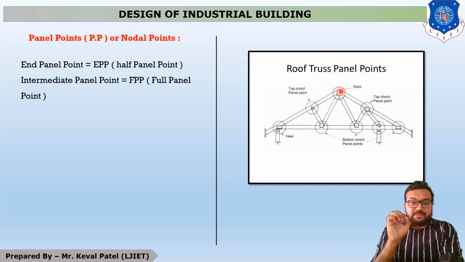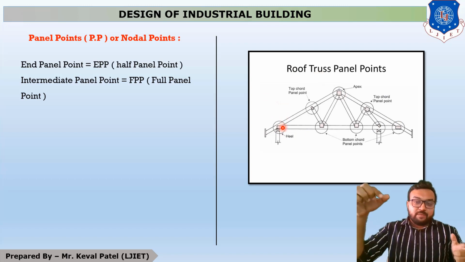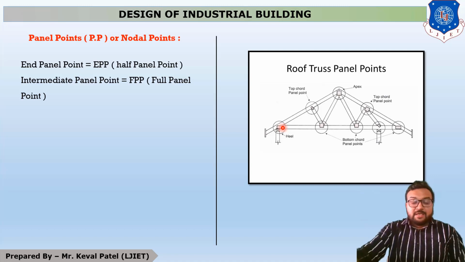Okay, so this is not a new word because panel point is already discussed in our foot over bridge. So what is panel point over here? Panel point is like this. You can see that this rounded portion is called a panel point. Now, as discussed earlier, this is our end panel point because it is the end of the roofing material and supporting system. And second is the intermediate panel point. So this is our intermediate panel point.